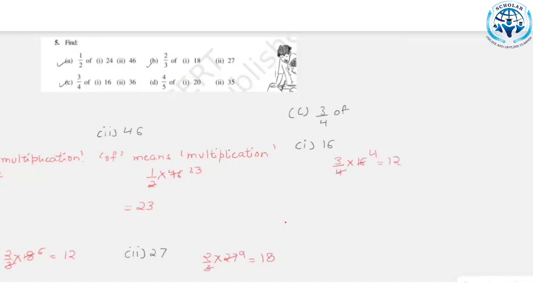4 fours are 16, 4 threes are 12. 3 by 4 of 36. That means 3 by 4 into 36. 4 nines are 36, 9 threes are 27.